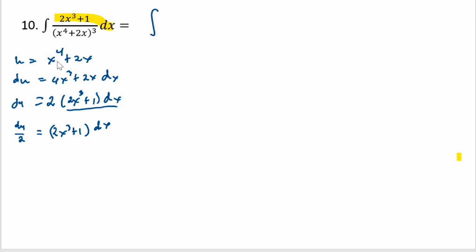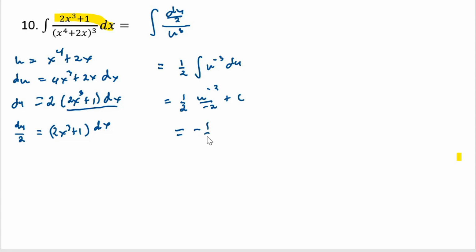So rewriting now the given in terms of u and du. So the meaning now of 2x cubed plus 1 dx is du over 2, all over u to the power of 3. And now we are going to write it as 1/2 times the integral of u to the power of negative 3 du. So we have now 1/2 times u to the power of negative 2 over negative 2 plus a constant. So multiplying that one now, we can have negative 1/4, and the meaning of u is x raised to 4 plus 2x, to the power of negative 2 plus a constant.